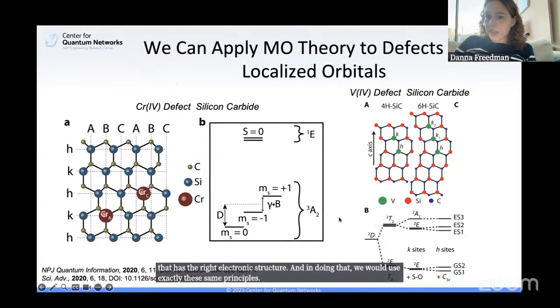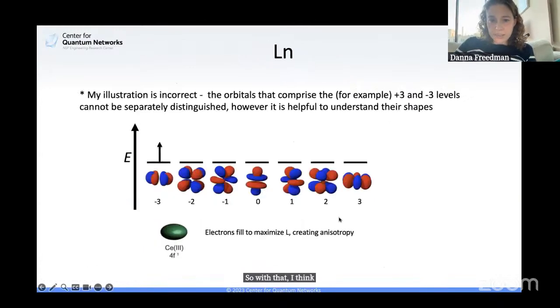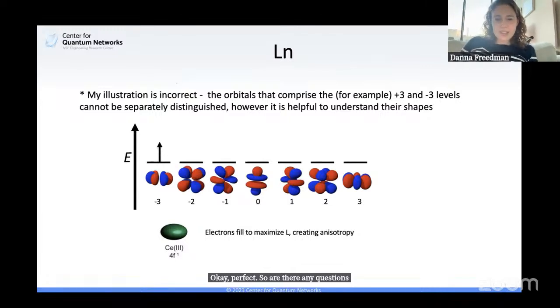So with that, I think we're going to transition to lanthanides. Yes, we are. Okay, perfect. So are there any questions before we transition to lanthanides?